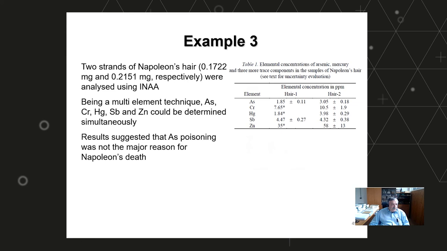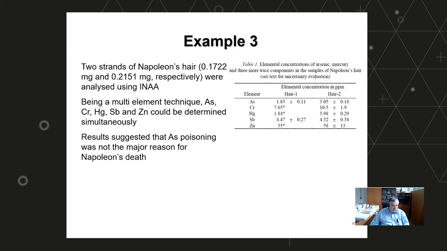Another example is the analysis of Napoleon's hair. Here the masses were extremely low. You may see it is 0.2 milligrams only, because single hairs were analyzed for a number of elements by neutron activation analysis, and it was concluded that arsenic poisoning was not the major reason for Napoleon's death.